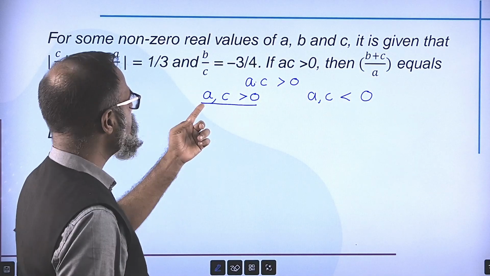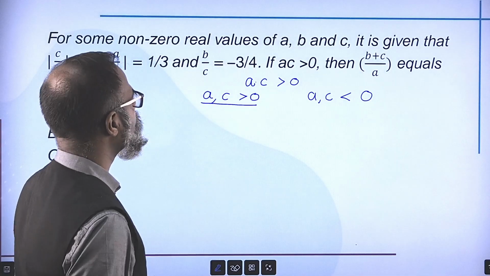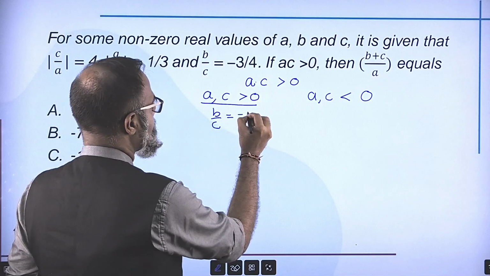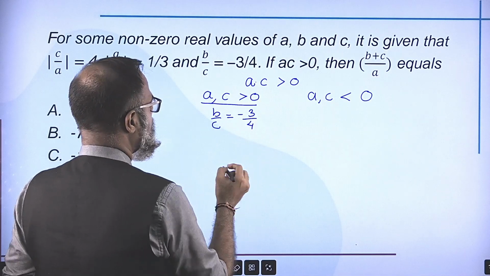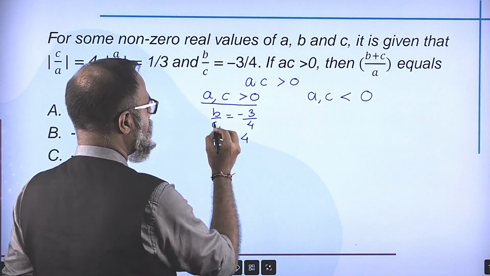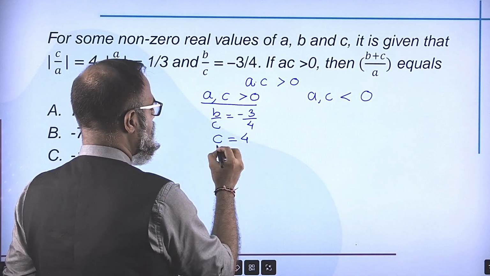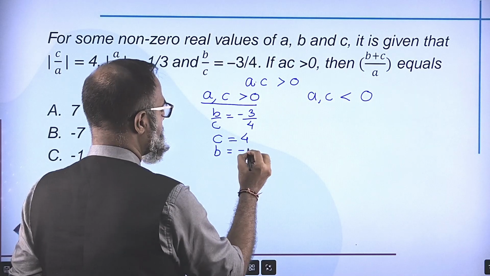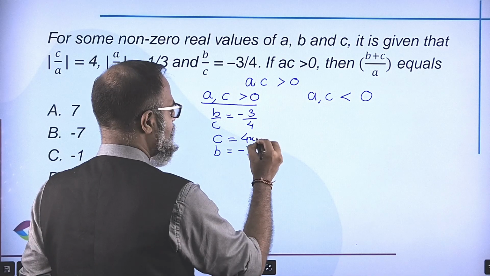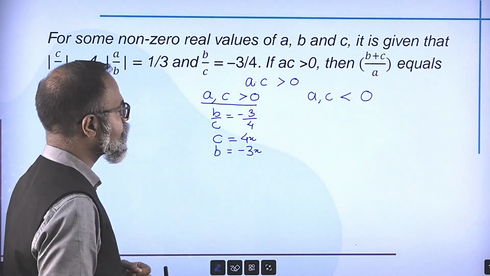First, if I assume both a and c to be greater than 0, then I know b upon c is given as minus 3 upon 4. C being positive, if I take the value of c is equal to 4, then I can take the value of b is equal to minus 3, right? For the sake of clarity, let's assume 4x and 3x as this is a ratio.